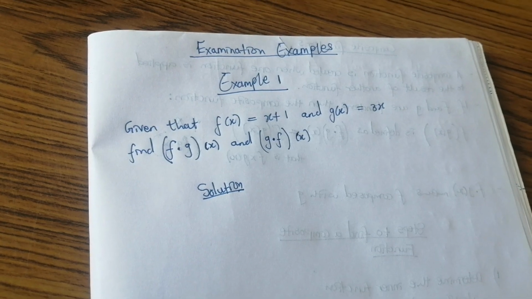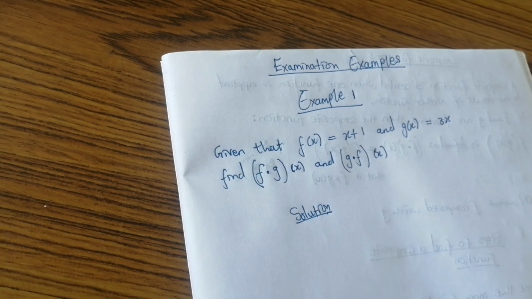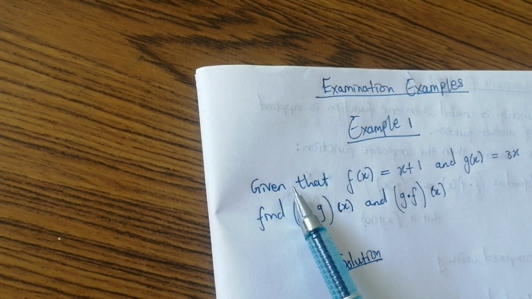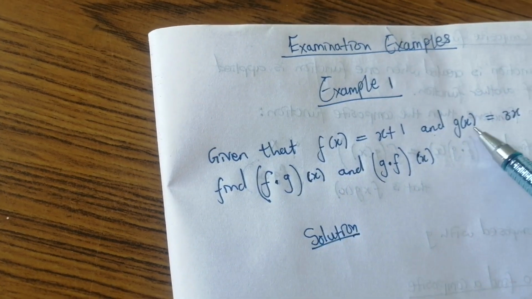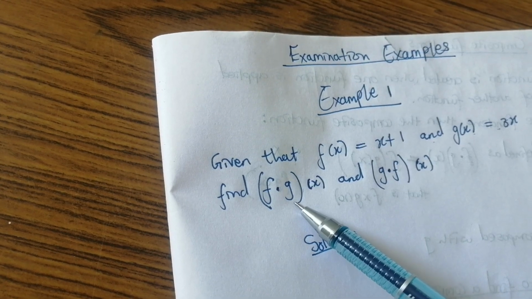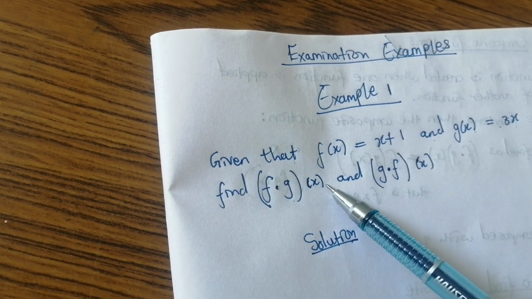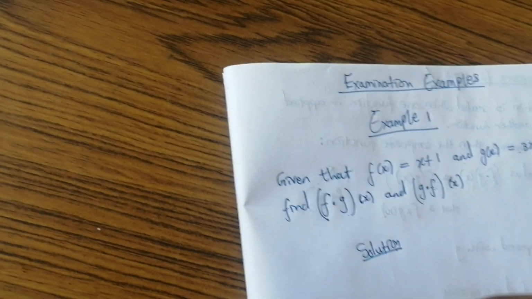Okay, so now let's look at this first example, examination examples. Example 1. Given that f of x is equal to x plus 1 and g of x is equal to 3x, find f of g of x and g of f of x.